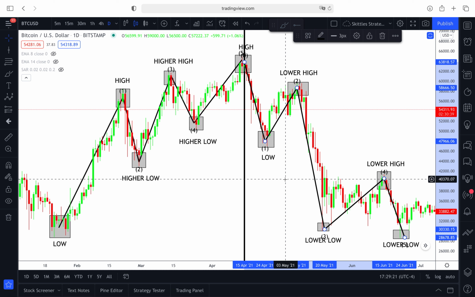The next video, I'm going to be explaining support and resistance, because within trend lines, uptrends and downtrends, there's always support and resistance.